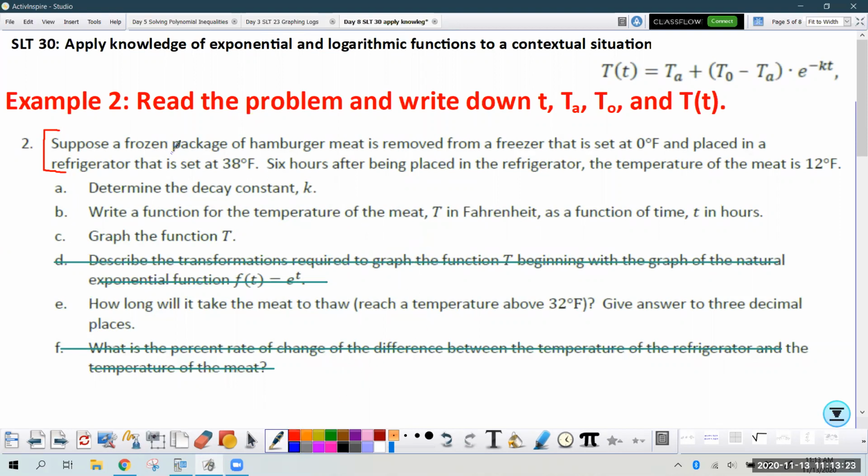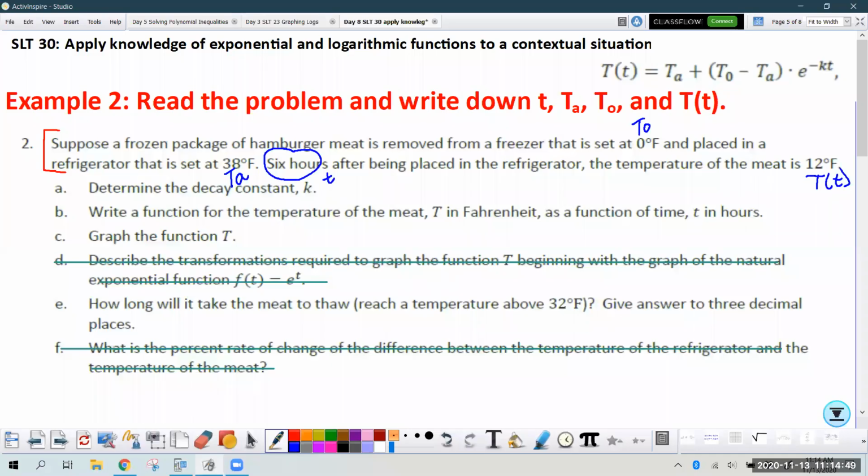Okay, so from our problem, we've got this hamburger meat, and it's removed from the freezer at 0 degrees Fahrenheit and placed in the fridge at 38 degrees. So this is the initial temperature that it starts at, and 38 degrees is the ambient temperature of the fridge. 6 hours, that's our t. The temperature is 12, that's T of t. All right, so our part A is determine the decay constant. Part B is write a function, graph it, and then we'll answer part E.